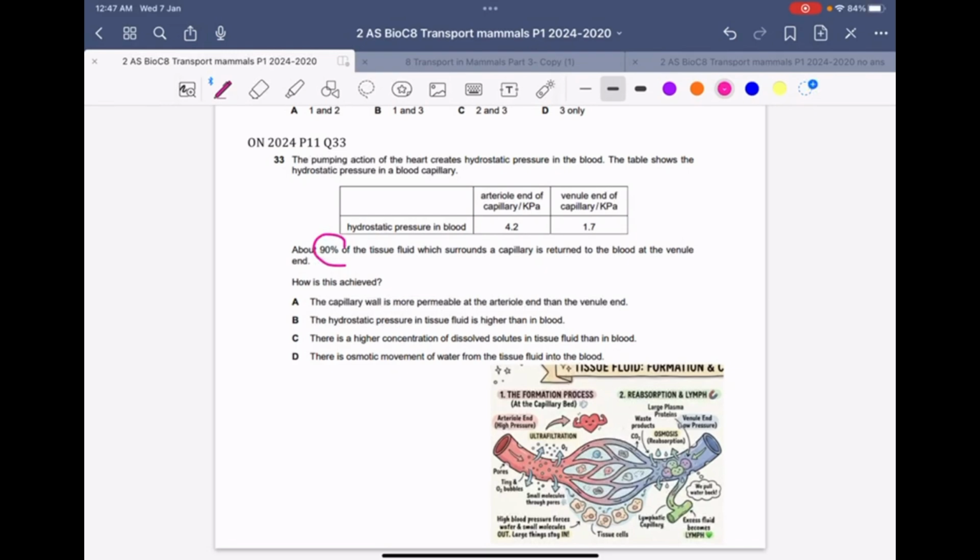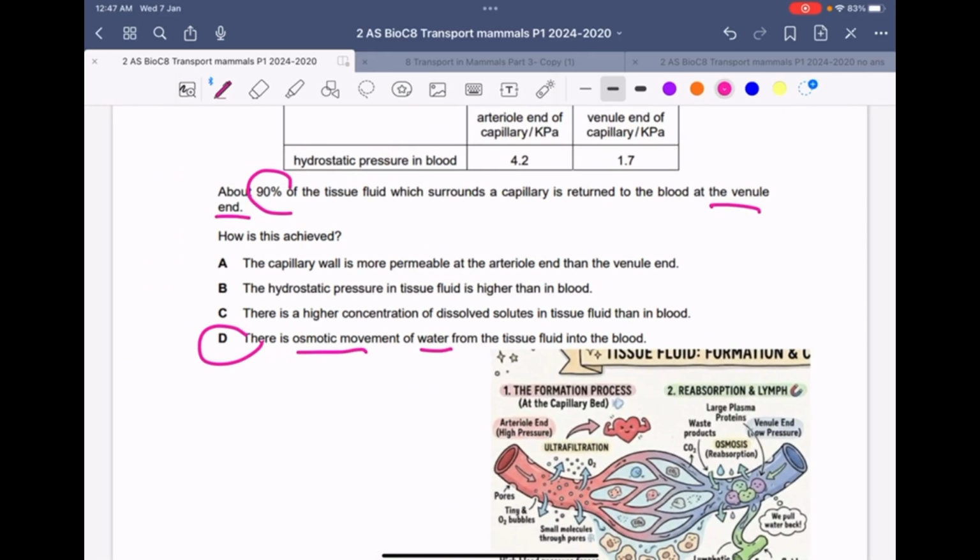Tissue fluid will be reabsorbed back to the venule end of the blood capillary. So the answer is D, due to the osmotic movement of water from tissue fluid into the blood. So what is meant by osmotic movement? Osmotic movement is due to the osmotic pressures.